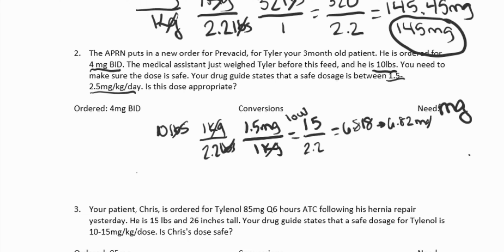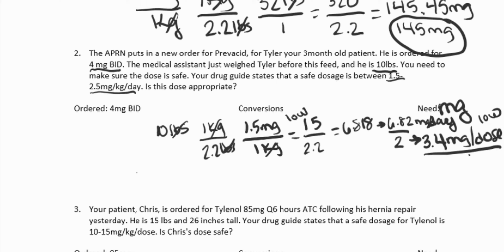mgs per kg per day. Because remember, this dose is in per day. So we are giving it to him twice a day. So then we're just going to divide this by 2. And we are going to get our safe dose for 1 BID. So safe dose for this is going to be 3.41 milligrams per dose. So that is our low end of our safe dosage range.